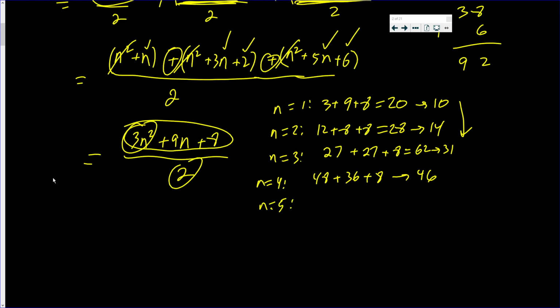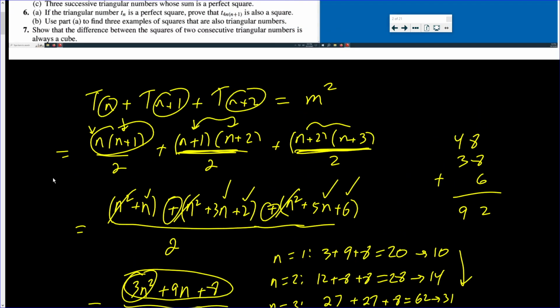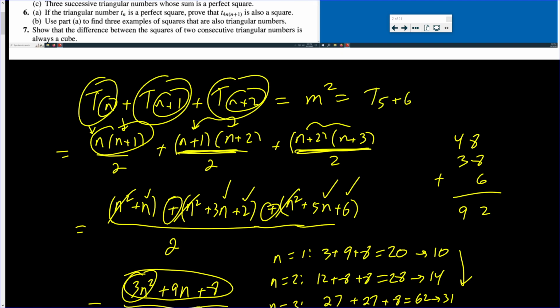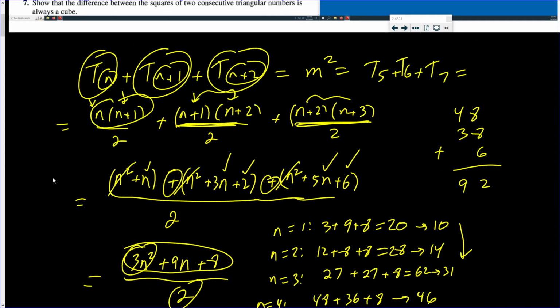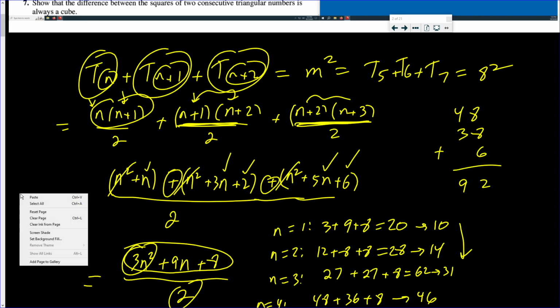n is 5. 5 squared times 3 is 3 times 25, plus 45, plus 8. That's 110, 128. Ooh, 128. Half of that is a perfect square. So let n be 5. T5 plus T6 plus T7, well, that is 8 squared. Just suffer through it. It works.